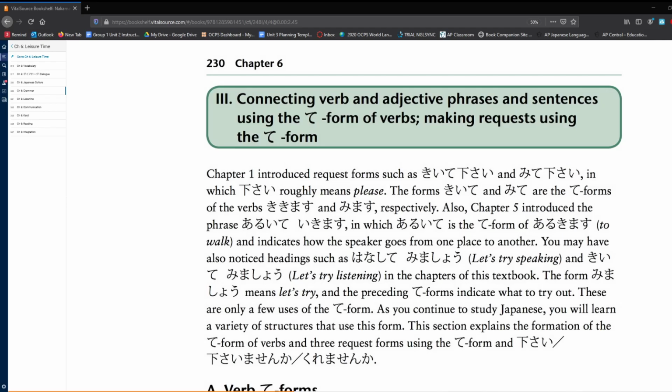If there was ever an important grammar point that I needed to emphasize, it is going to be this one. It is going to be connecting verbs and adjective phrases and sentences using the te form of verbs and making requests using the te form.